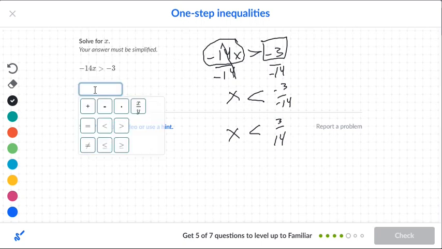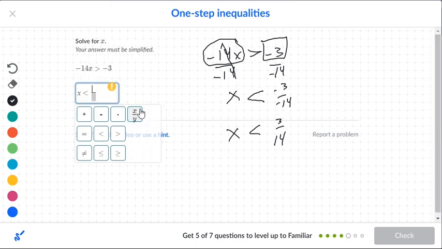So I'm going to type in an x. I'm going to put down my inequality sign. I'm going to press the fraction. Remember the XY key is for your fraction. I'm going to put 3 on top, then I'm going to put 14 below it.